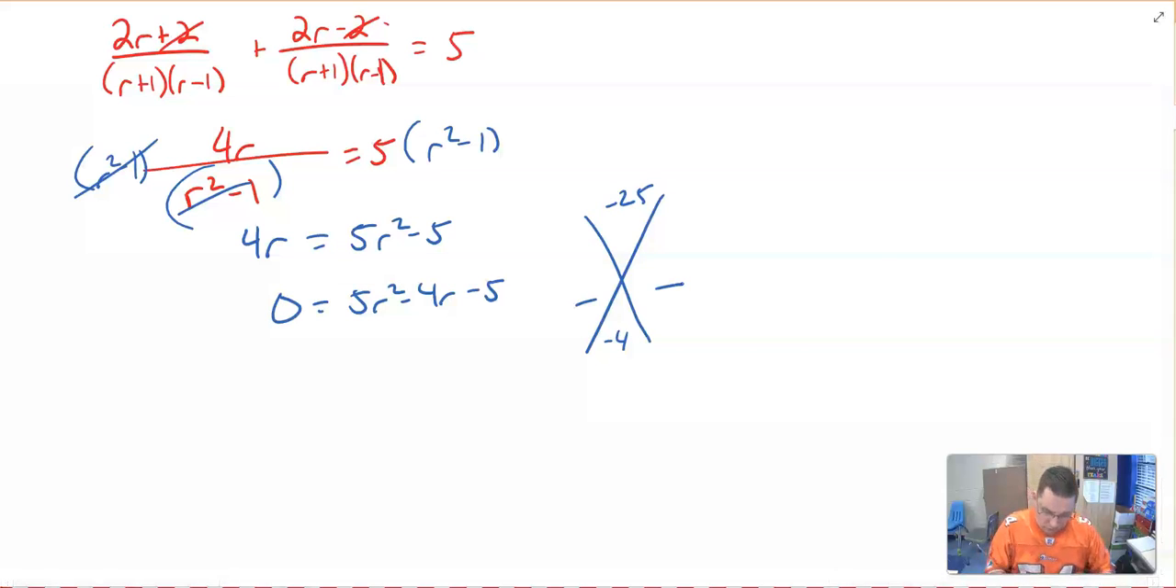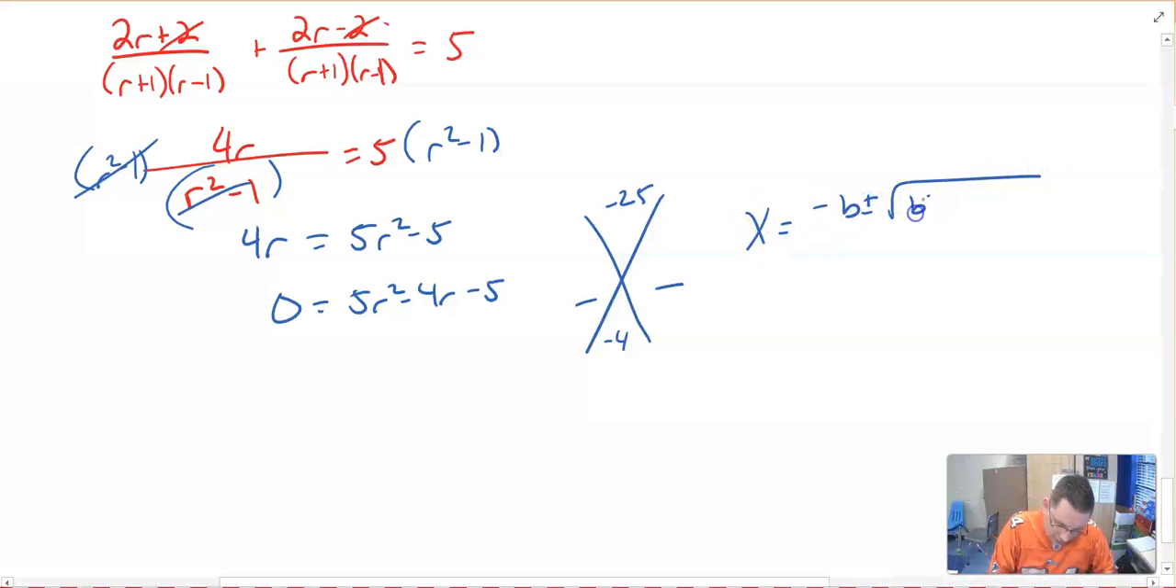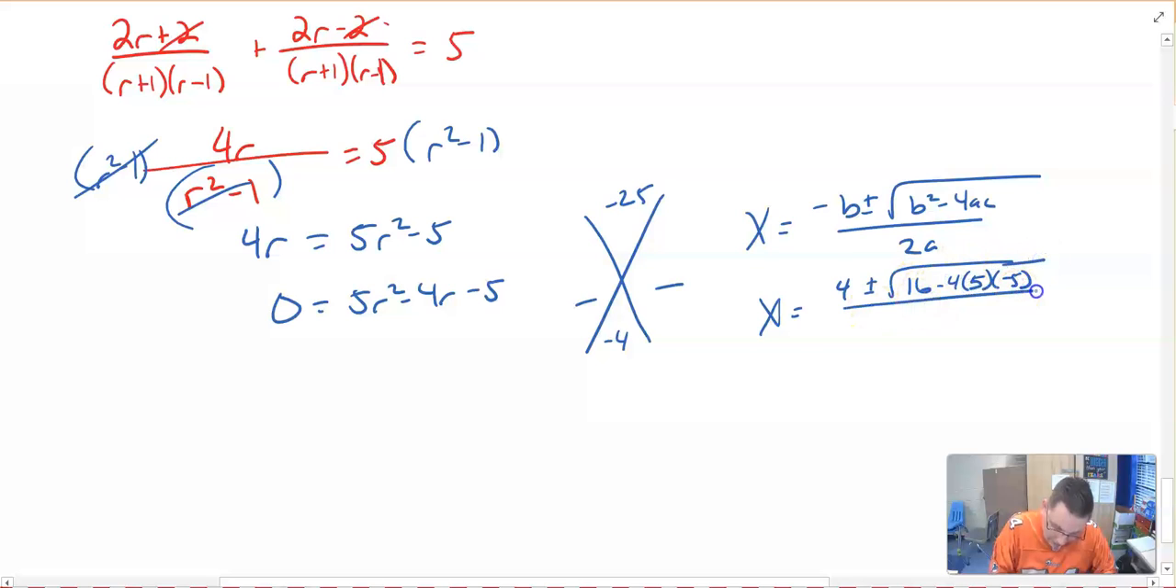Unfortunately not. So we're going to have to use the quadratic formula here. And again, go back to unit 3 for this. And so x is equal to the opposite of b, so that's going to be positive 4 plus or minus the square root of b squared, so that's 16, minus 4 times positive 5 times negative 5, all over 2 times 5. So x is equal to 4 plus or minus the square root of 16.